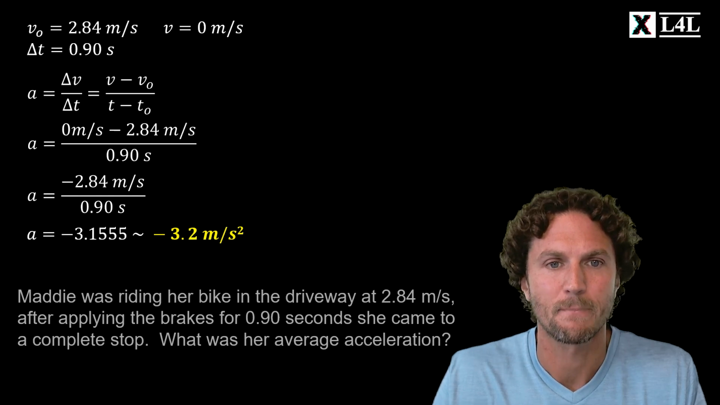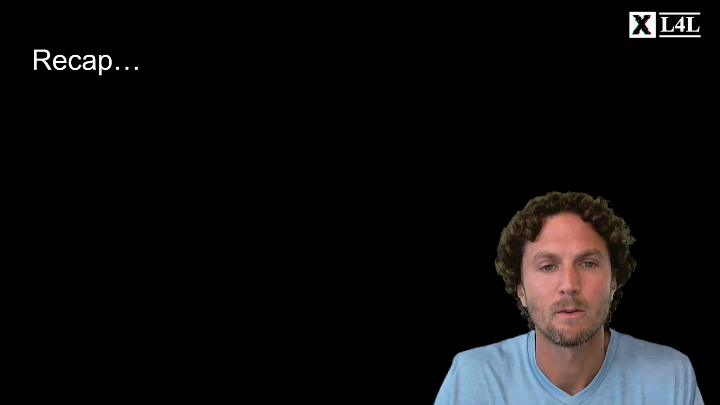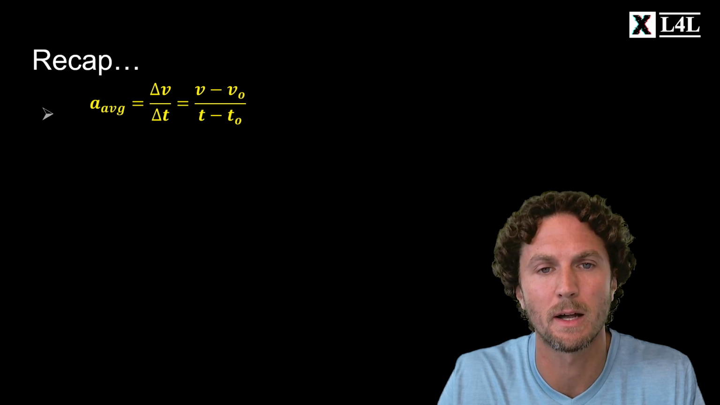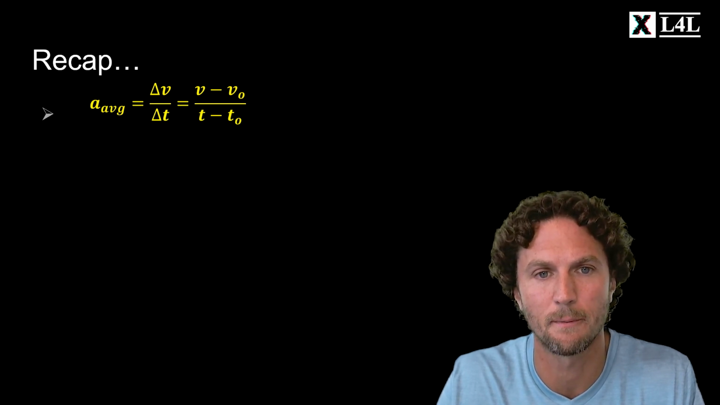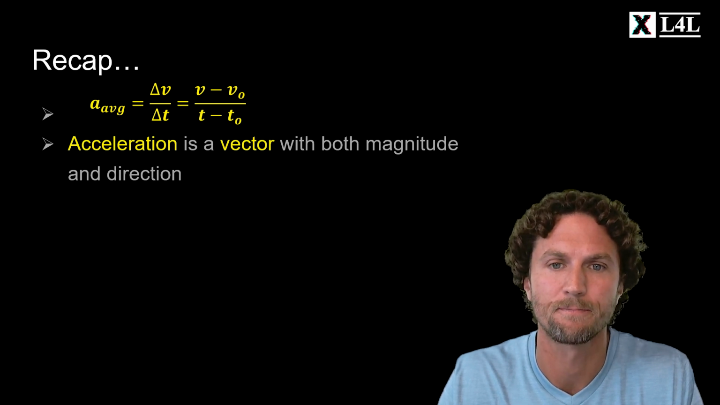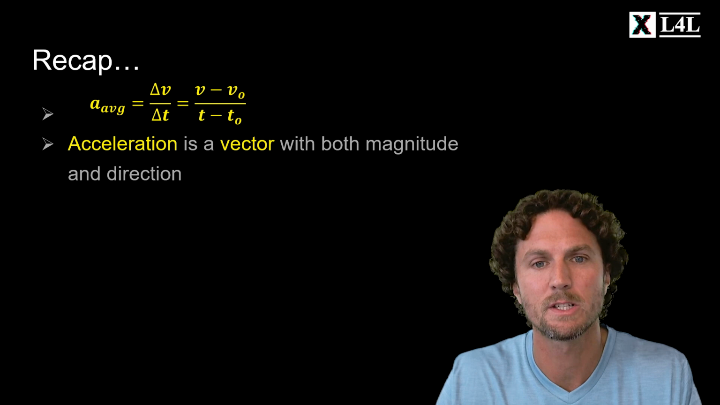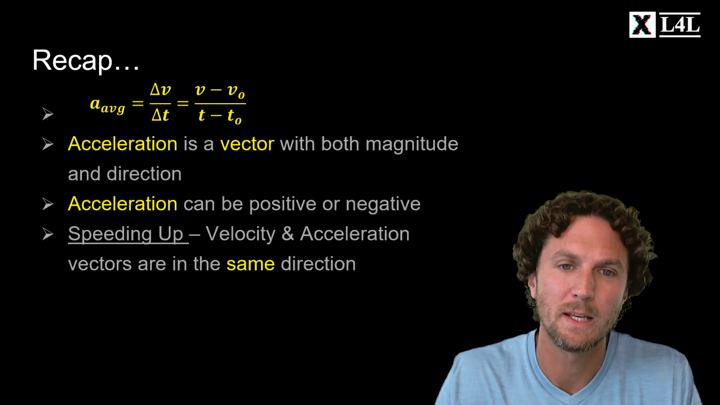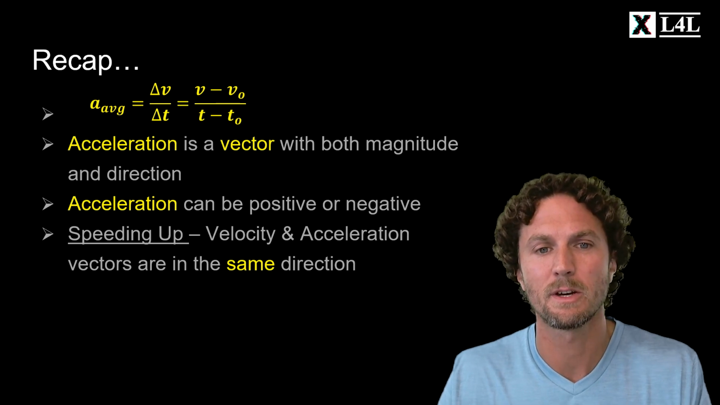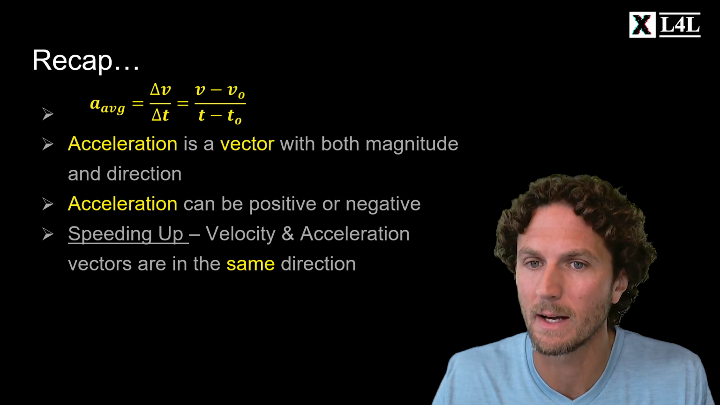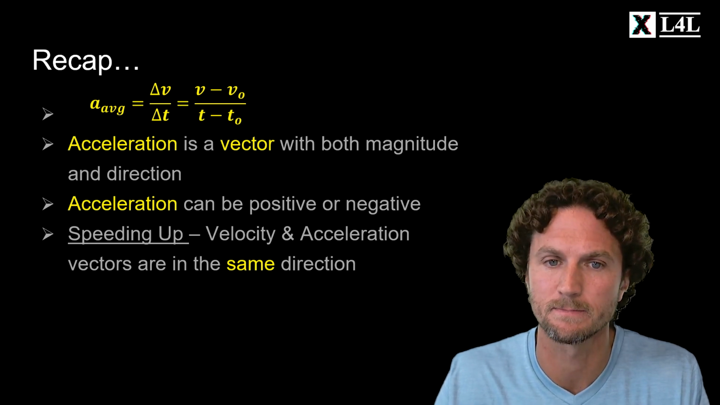So let's recap. We learned that the average acceleration is the change in velocity with respect to change in time, or final velocity minus initial velocity over the change in time. And that acceleration is a vector with both a magnitude and direction. Acceleration can be positive or negative. And that when your object is speeding up, that means that the velocity and the acceleration vectors are in the same direction. Both could be negative or both can be positive, but they're in the same direction.